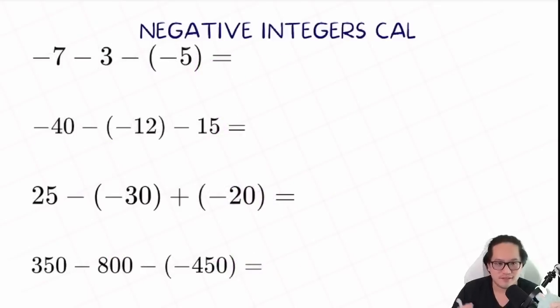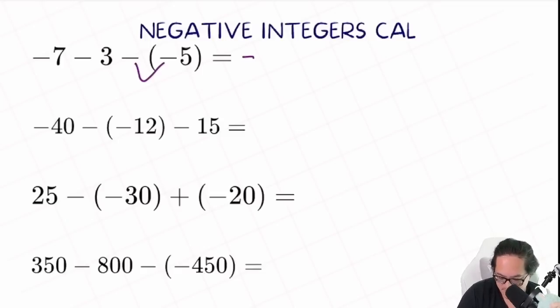Let's do some more practice. This one got a little longer, right? So we got minus 7 minus 3 minus negative 5. So what does that equation actually mean? Since we got two negative signs packed together, right? So we know this negative 7 minus 3 minus minus is equal to plus 5, right?